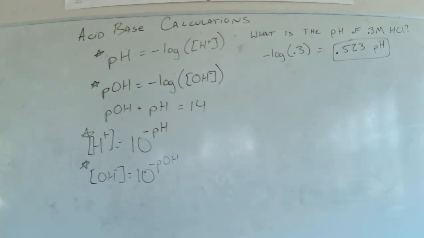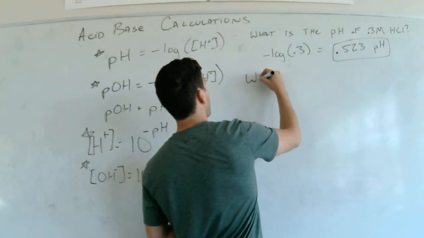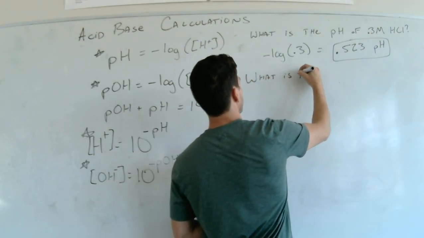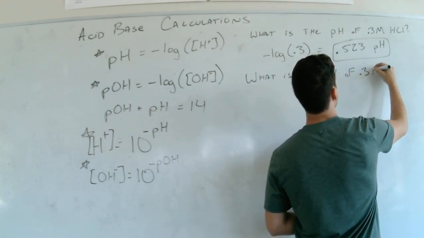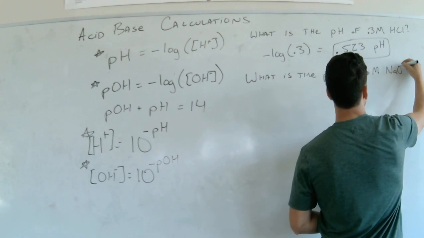Let's look at our next example. What if I ask what is the pH of 0.3 molar NaOH?